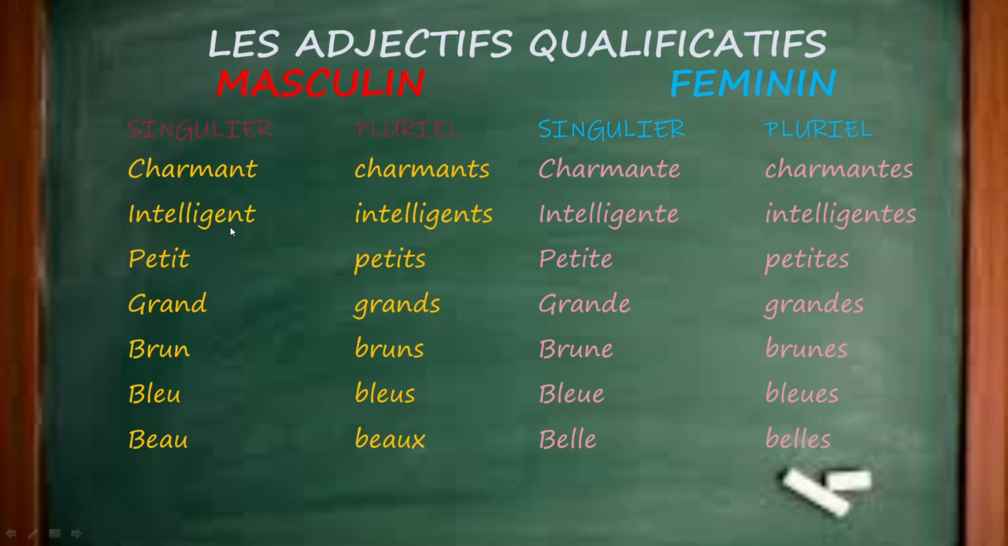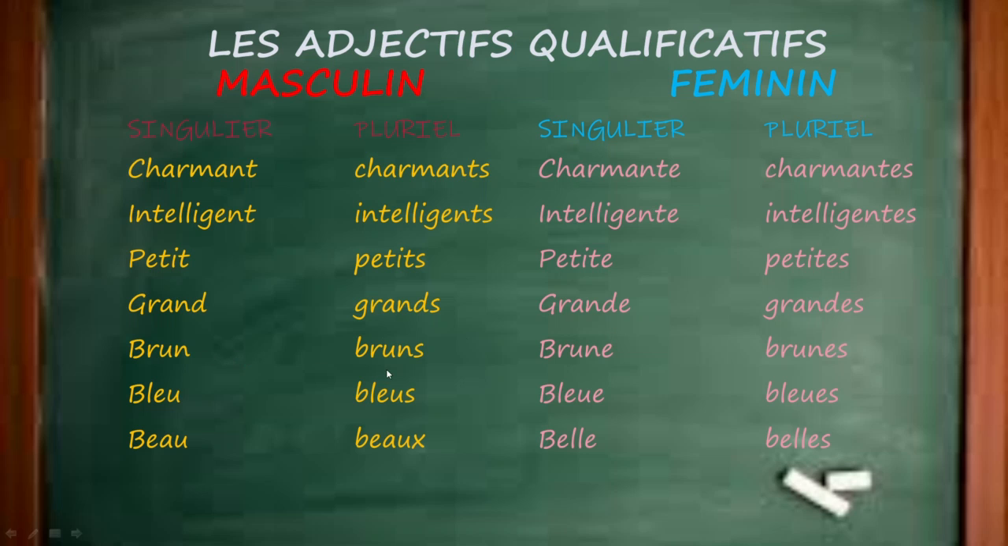Second one, intelligent, intelligents, intelligente, intelligentes, right? The same form. We just add S for the plural form in masculine, E for the feminine singular, and ES for the feminine plural. Then petit, petits, petite, petites. The same thing happens here. Petit means small. So grand, grands, grande, grandes. This means big or grand, or even tall. When you mention a person, then you say il est grand, ou elle est grande, which means he or she is tall.